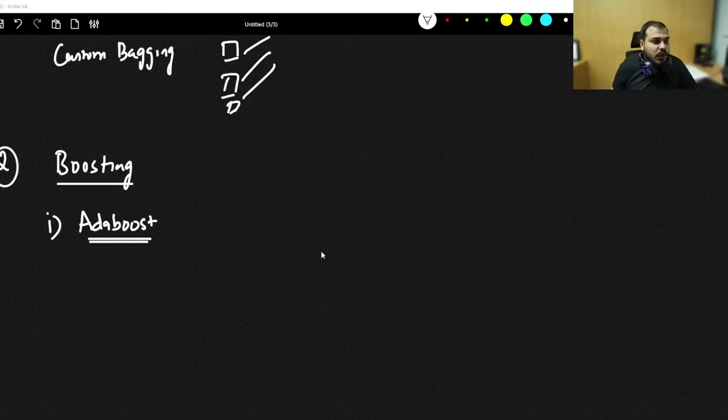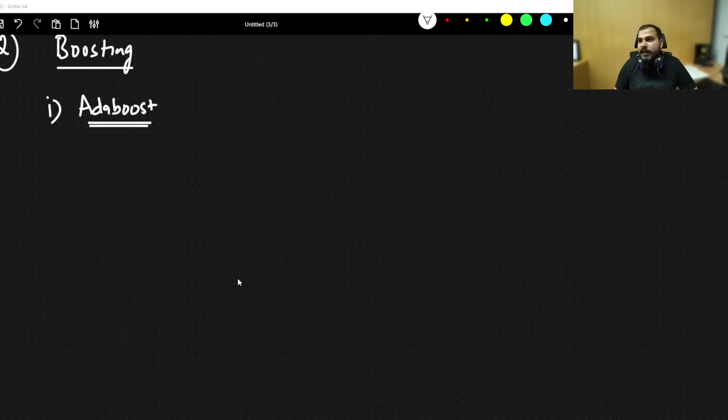Okay. Now let's solve the first boosting technique, which is called Adaboost. And this is a boosting technique. In the boosting technique, you have heard that we have to solve in a sequential way. This at least you know. I know there is a lot of confusion within you all, but we'll try to solve a problem.